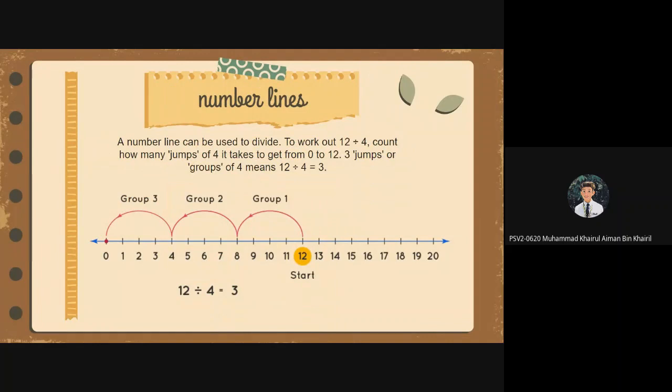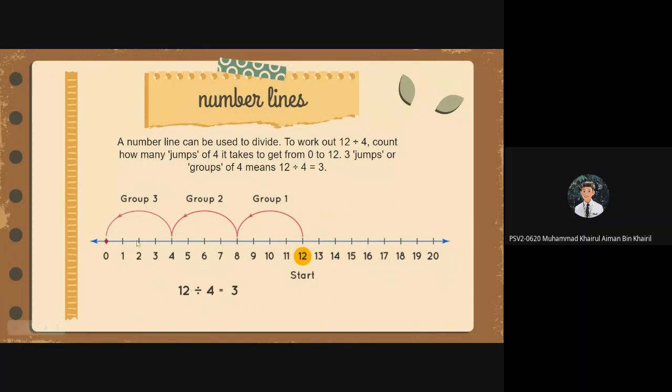Next is number lines. A number line can be used to divide. To work out 12 divided by 4, count how many jumps of 4 it takes to get from 0 to 12. 3 jumps or groups of 4 means 12 divided by 4 is equal to 3.